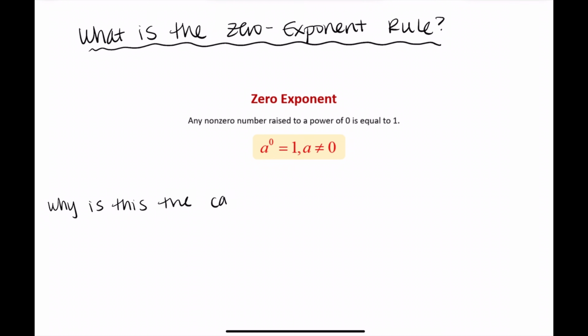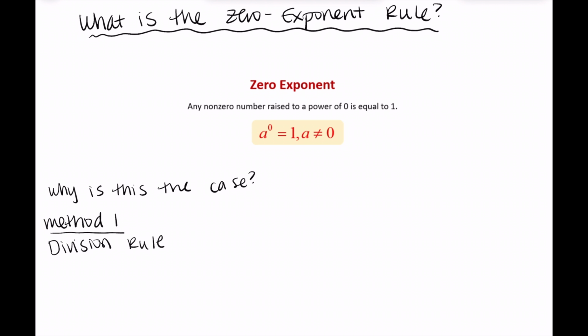The zero exponent rule says that any non-zero number raised to a power of 0 is equal to 1. So a to the 0 would equal 1 as long as our base isn't 0. Now, why is this the case? Let's get into understanding the logic behind the zero exponent rule.